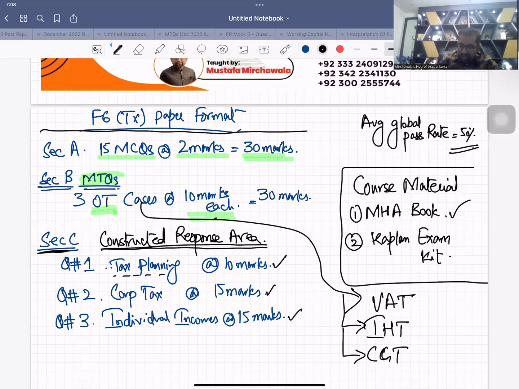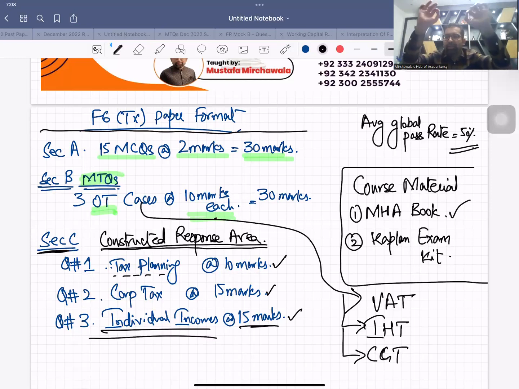Finally, question number 3, again 15 marks, but it's about individual income. Now use your brain. An individual can go for a job. Yes. So if an individual is going for a job, that individual is earning employment income.